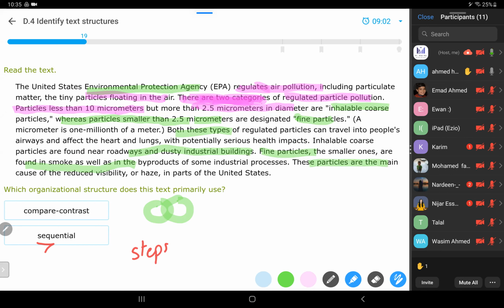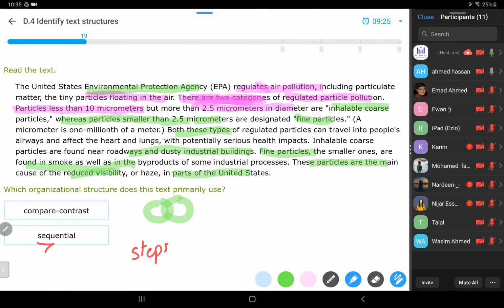These particles, I see the answer is very clear. Actually, I knew the answer from the second sentence. These particles are the main cause of reduced visibility, why we sometimes cannot see, especially if you went to Cairo, sometimes it's very polluted, you cannot even see, or haze in part of the United States.